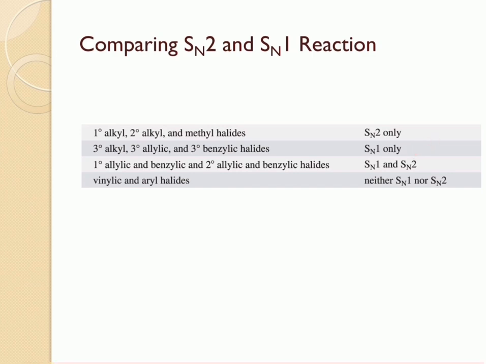If it's a tertiary alkyl, allyl, or benzylic halide, then it's going to go through only SN1 mechanism. And if it's a primary or secondary allylic or benzylic halide, then it can undergo both SN1 as well as SN2. But when it comes to vinylic and aryl halides, they do not undergo SN1 or SN2 because under SN1 they do not form a stable carbocation, and under SN2 the nucleophile is repelled by the pi electron cloud. So because of which they cannot undergo SN2 reaction.